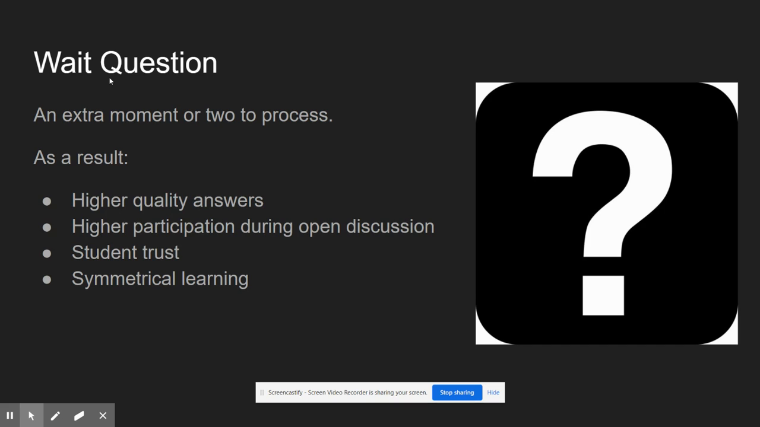The next thing is that this will result in more symmetrical learning. As opposed to having 3 or 4 students dominate the conversation and be the ones who are primarily participating in your class, verbally anyway, this technique allows for all students to participate so that you can accurately gauge where your students are, how much they're learning, and how much they've progressed. This is why I like to use the wait question.